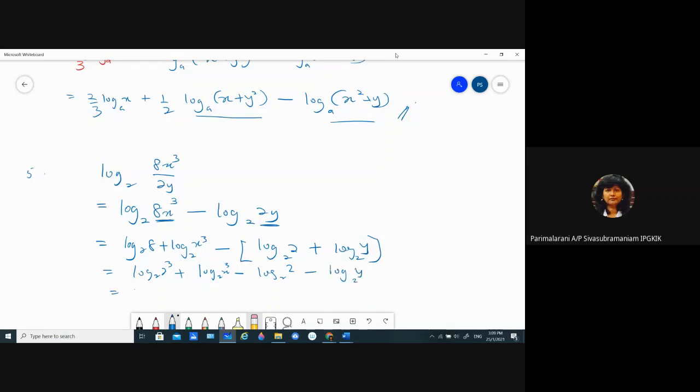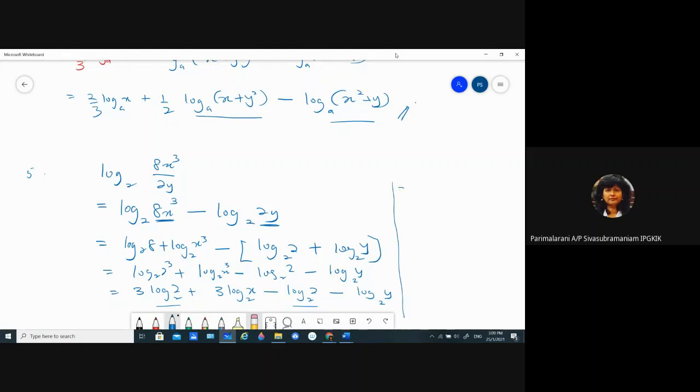So now let's solve it. This will be 3 log 2 base 2 plus 3 log x base 2 minus log 2 base 2 minus log y base 2. Okay, now you solve it. We have 3 log 2 and we have log 2. So what do we get?